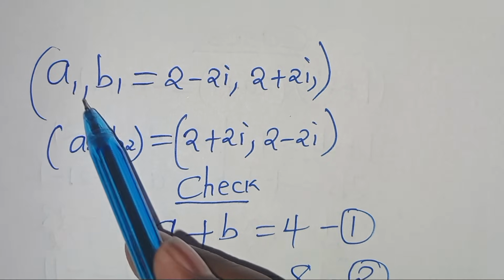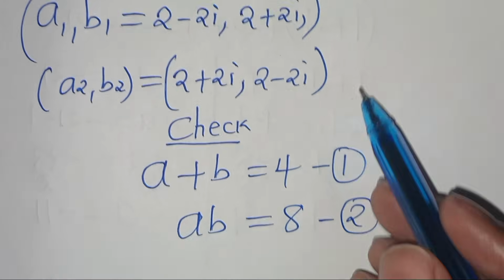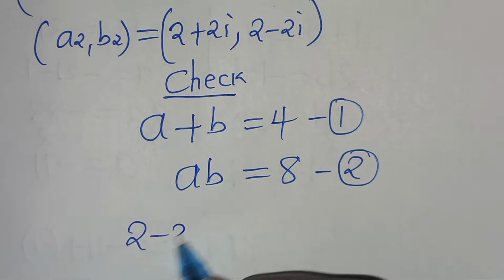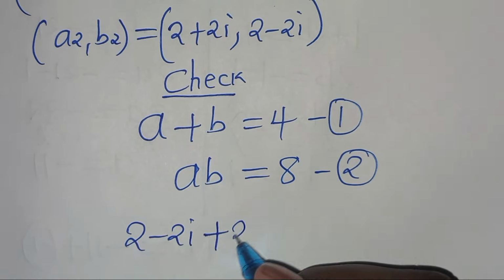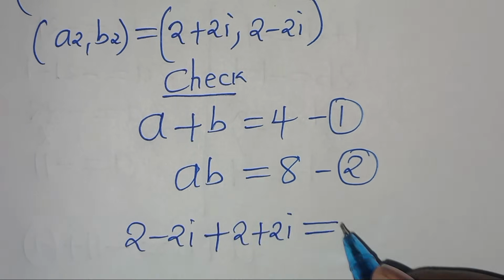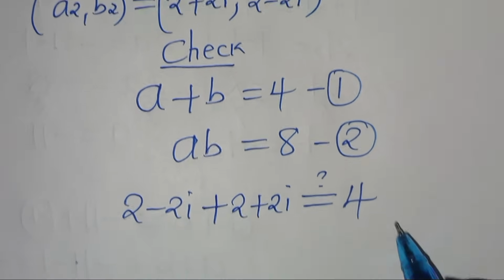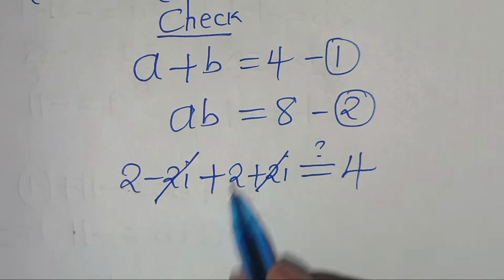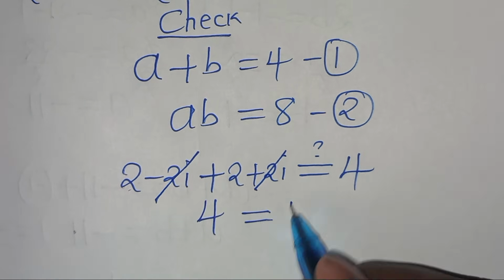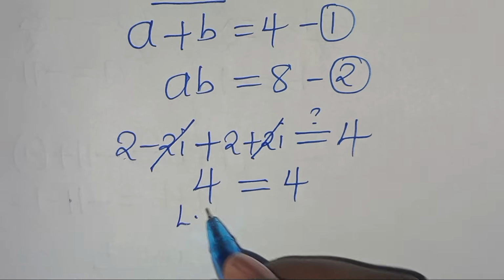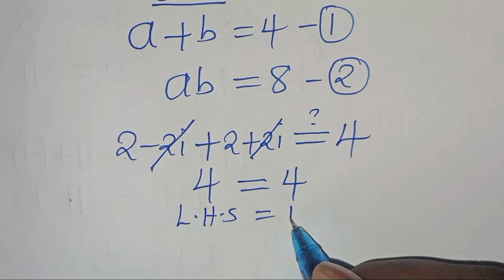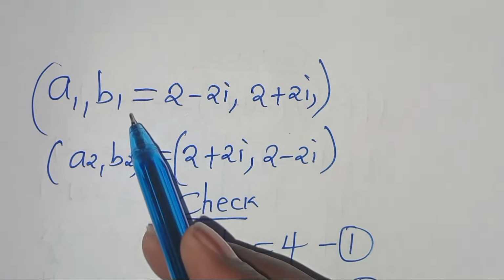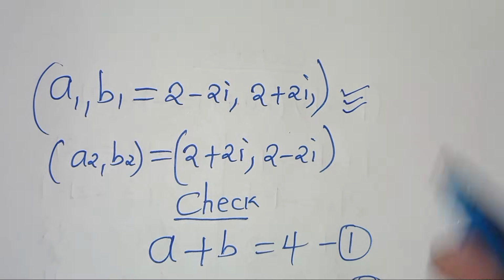Now from the first set here, a1, b1, let's check from equation 1. So we have 2 minus 2i plus 2 plus 2i. This should give us a value of 4. So minus 2i plus 2i, this simplifies. Then 2 plus 2, this is 4, which is equal to 4. So the left hand side is equal to the right hand side. And this affirms that a1, b1 satisfies the equation.